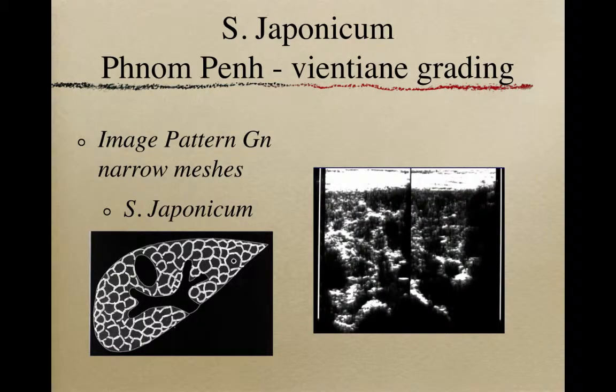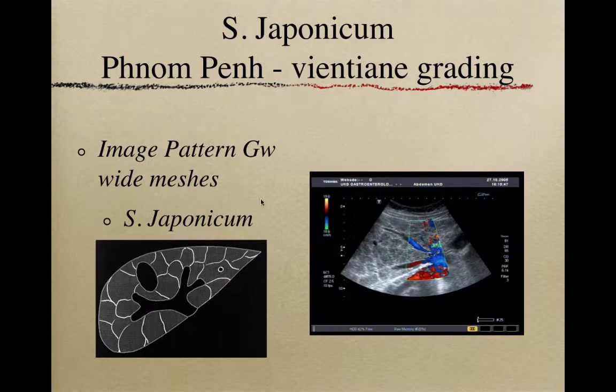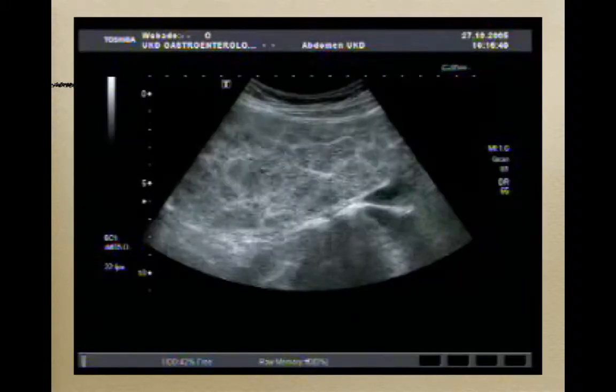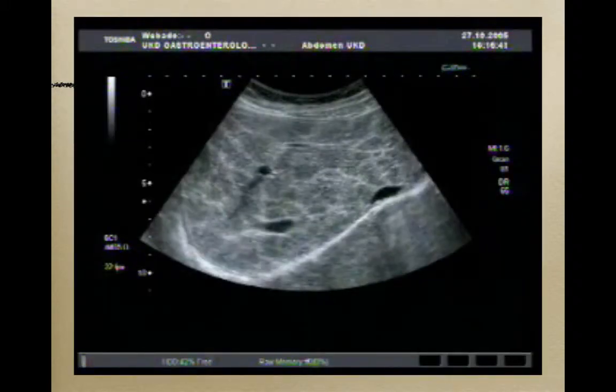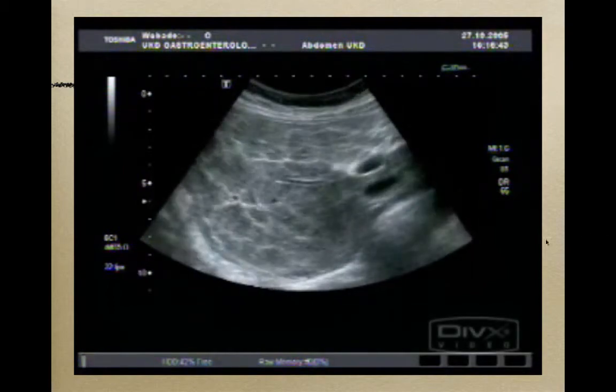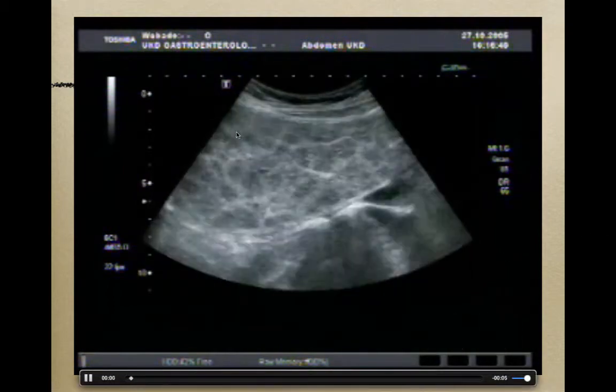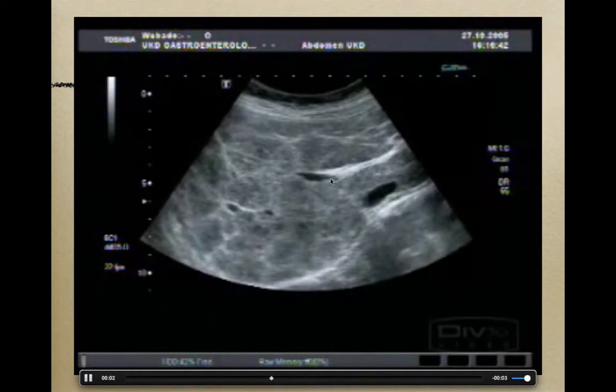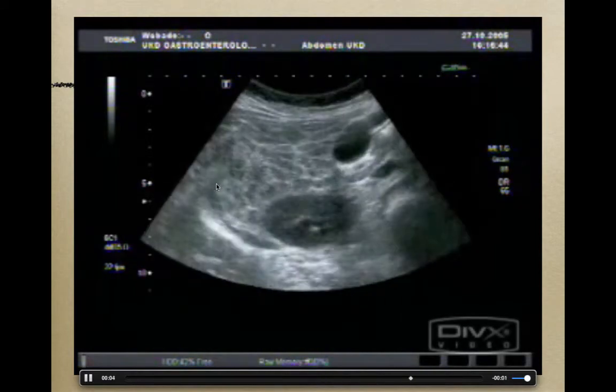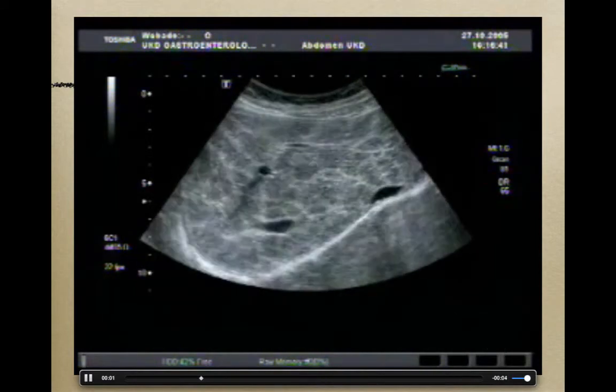Now that's for Mansoni. Japonicum actually has a slightly different appearance, either a narrow mesh-like appearance or a wider mesh-like appearance in this case. And this is what it looks like by ultrasound. It actually leads to one of my favorite ultrasound images, which I think of as the psychedelic liver or the underwater liver here, where you can see this mesh-like appearance. Kind of almost makes the liver look like it's underwater.